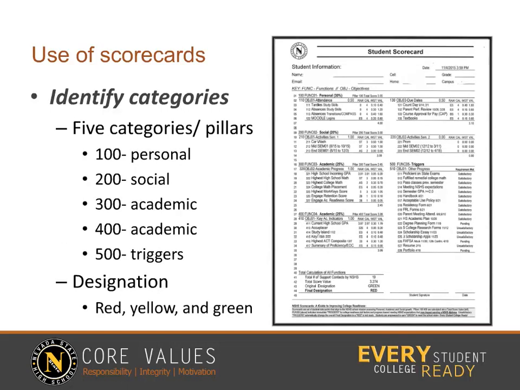This is a scorecard. The different categories are indicated by numbers 100 to 500. Each numbered category corresponds to a pillar. For example, the 100 pillar is your progress on personally transitioning to college. The 200 pillar indicates your progress in socially transitioning to college. The 300 and 400 categories cover your academic transition into college, and the 500 pillar contains triggers. At the bottom of the scorecard is your color designation. Let's take a moment and look at each of these parts. Click to the next slide when you're ready to continue.